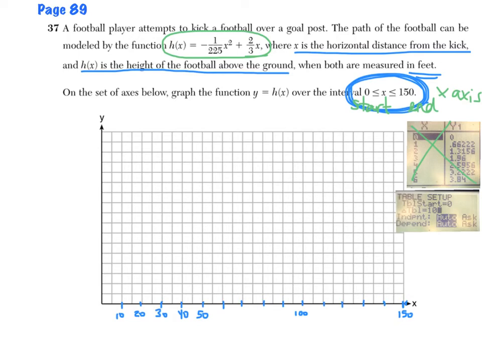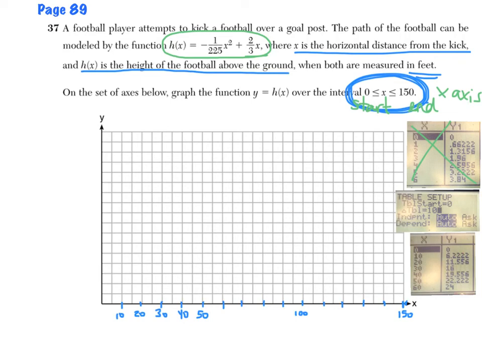So if we go to second window, or second table set, we can start our values at 0, which is where we're starting over here on the x-axis, and we're going to count by 10s. So everybody go ahead and change your table set to do that. Okay, so now we have a table of values that looks like this. Now you can see your x values are counting by 10s, and so we're going to be able to use this to grab a few of the values between 0 and 150.